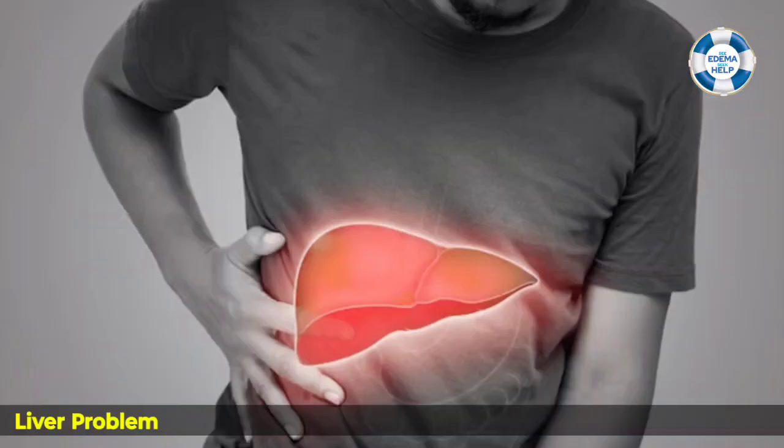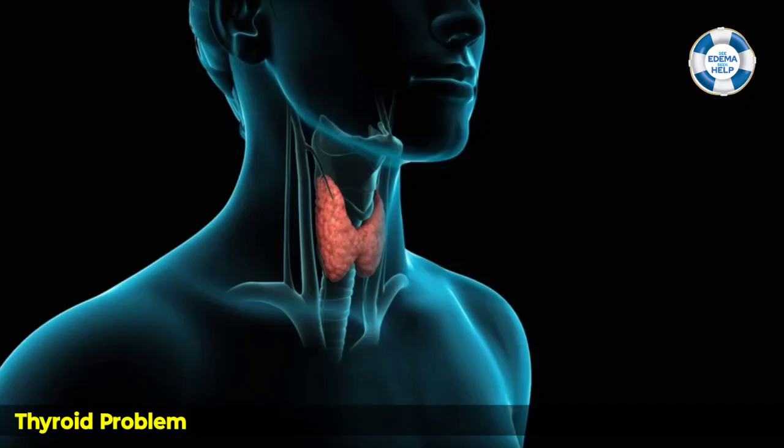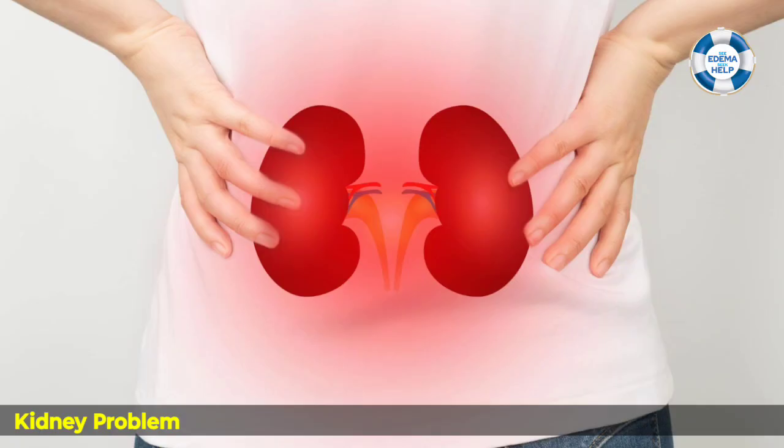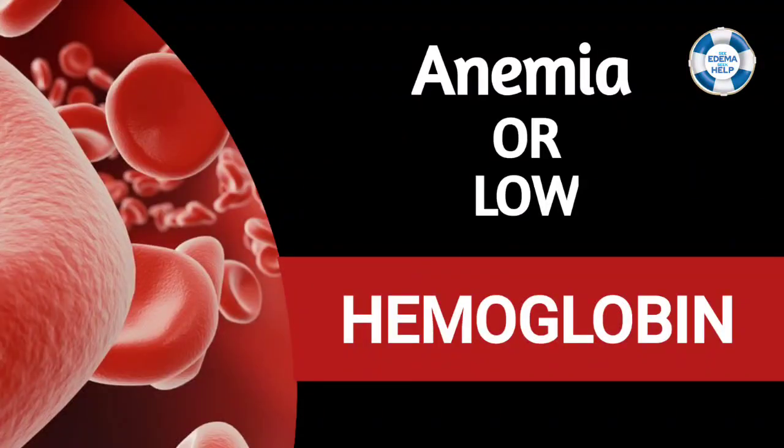So it may be because of many reasons, like problem of the heart, problem of the liver, problem of the thyroid, problem of the kidney, and also due to anemia, loss of hemoglobin. Our liquid system in the body is divided into two parts. One part is present inside the cell, one is outside the cell. Outside the cell is extracellular fluid. Once the extracellular fluid increases in amount, that causes pedal edema.